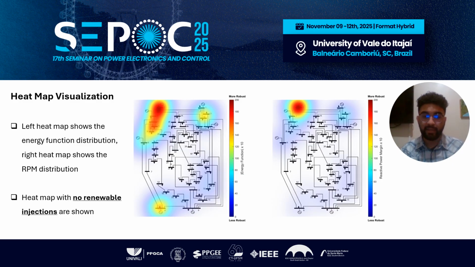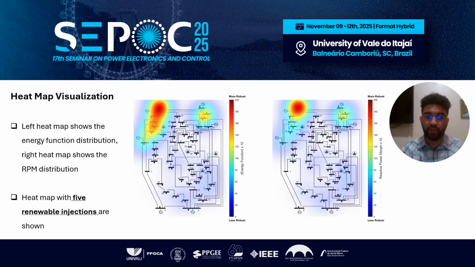We have these heat map visualizations so we can analyze the robustness of our system. The left graphs show us the distribution of the energy function, and the right image shows the RPM distribution. As you can see, they provide almost the same information. The more critical and the more robust areas are shown in both VSIs. Basically, this shows that these two methods provide similar information for our system. And now, with heat map visualization, we have the 5 renewable injections scenario. As you can see, as before, most of the robustness information is almost the same in both scenarios, with 5 renewable sources and with no renewable sources.